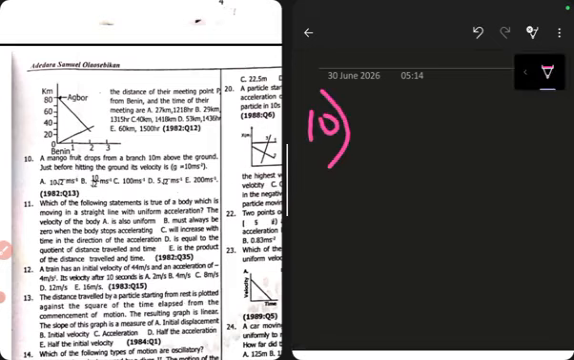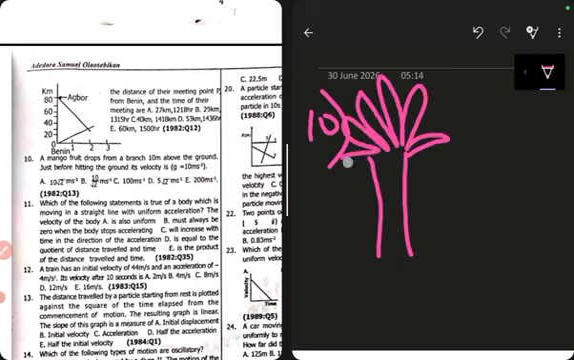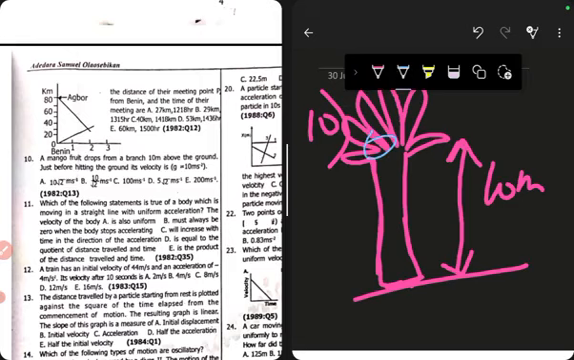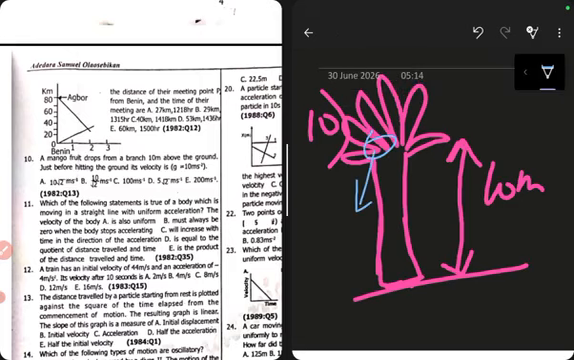Question 10 says, a mango fruit drops from a branch 10 meters above the ground. I like to draw sometimes. So let's draw. But the funniest is that I'm not a good artist. All right, so this is probably not a mango tree. So this is a hypothetical tree. So let's say this is 10 meters above the ground. Now, let's draw our mango in blue. This is our mango falling down, covering that distance of 10 meters.